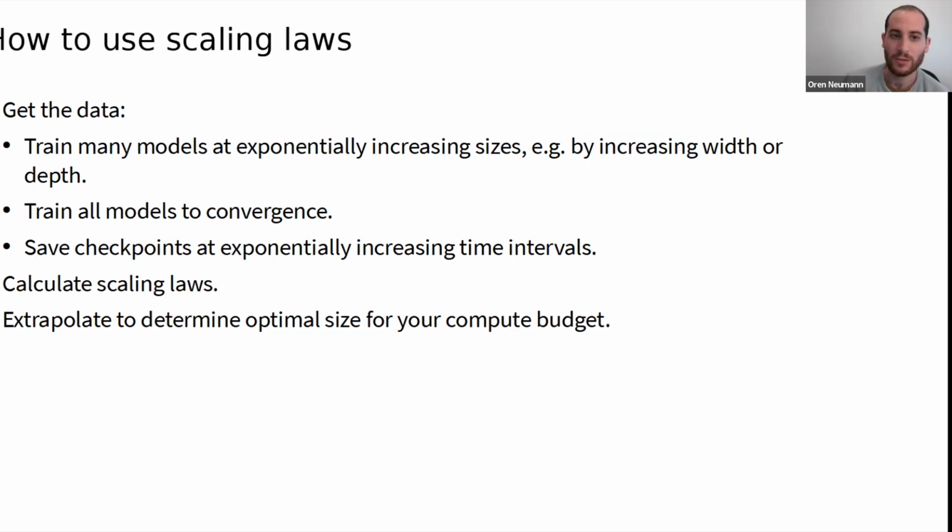And you also want to save checkpoints while you're training, and these checkpoints also have to be exponentially spaced. So for example, saving after 10 training steps, after 100 training steps, 1,000, and so on. When you have all this data, you can calculate the scaling laws, you can calculate the exponents, and then you can extrapolate to determine the optimal size of a model for your own compute budget, which can be several orders of magnitude larger than the models you trained to calculate the scaling law. This is how you can save time and money and know exactly what is the size you need.